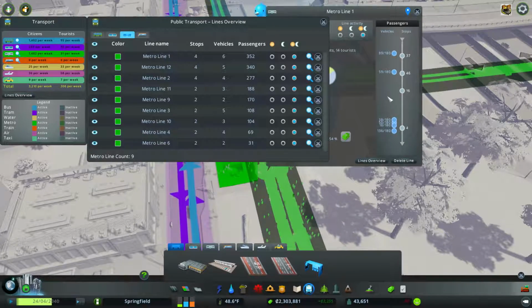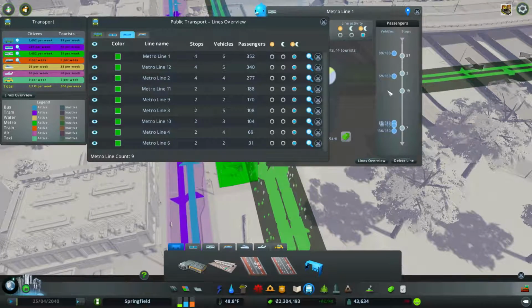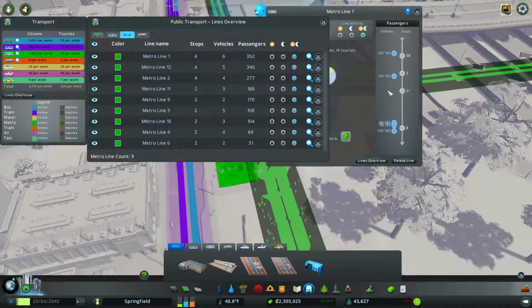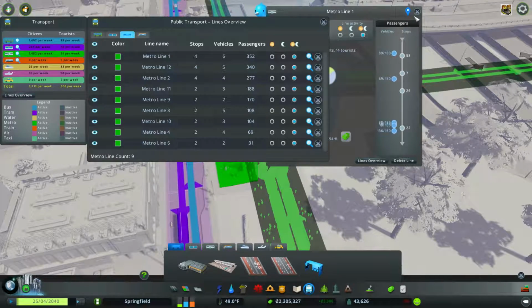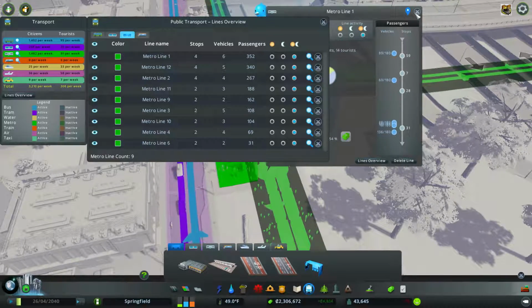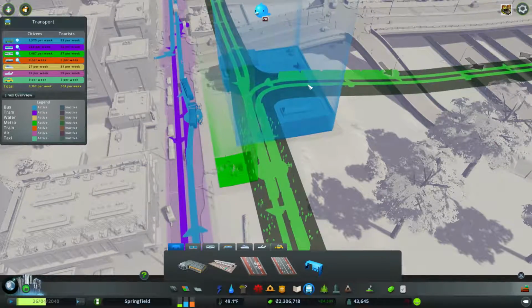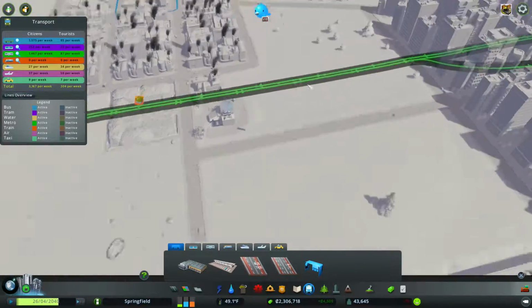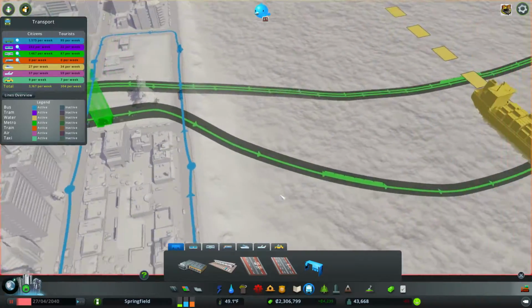So when I adjusted the metro lines to be more efficient and to get people to where they were wanting to go, the bus line numbers dropped a little bit, but that's okay. It doesn't matter as long as everything's evenly distributed. The other thing you can do is, I'll deal with that in a minute. I'll just pause it for now.